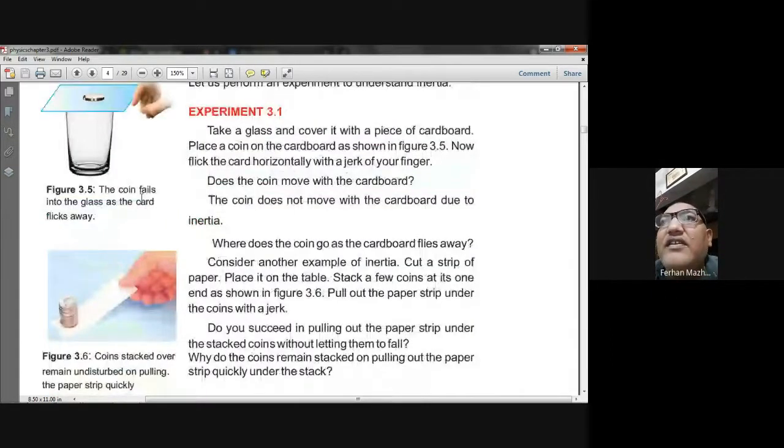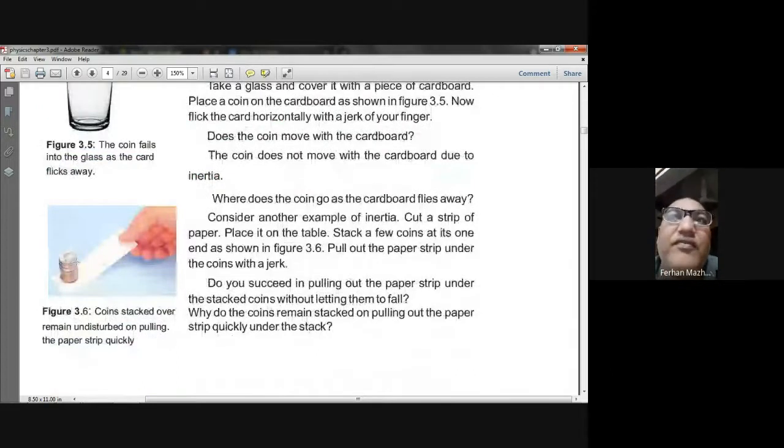Here they have shown another good example. They have taken a paper and put some coins on top of each other, and then he holds the paper, and all of a sudden he pushes that paper from underneath the coins. The paper will come out, but those coins will remain there. The paper moved, but the coins said that we do not want to move.